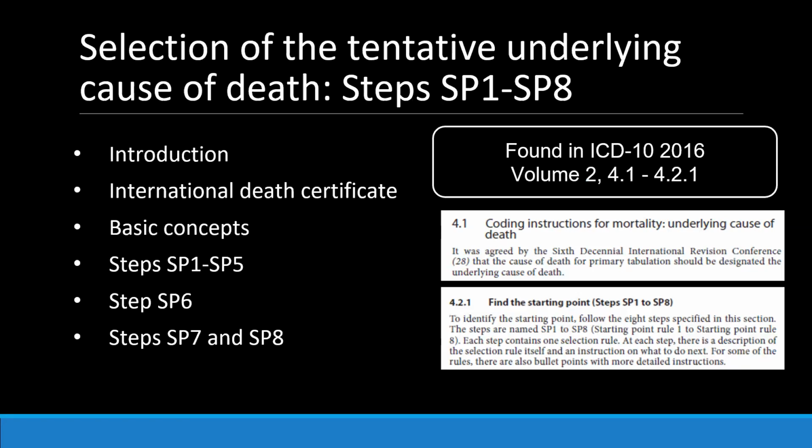After coding all causes of death reported, the first step in choosing an underlying cause of death is to select a tentative starting point. This is done by applying selection steps SP1 to SP8 as per the rules and guidelines found in ICD-10 Volume 2, Section 4.1 to 4.2.1. These topics are covered in other presentations in this series, so if you need a refresher on it, please look at other videos on this channel.